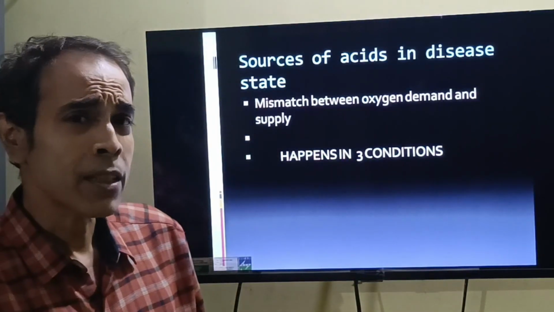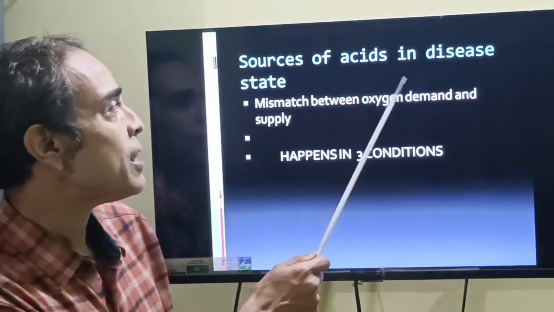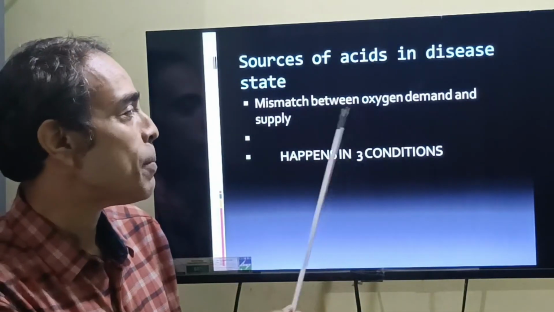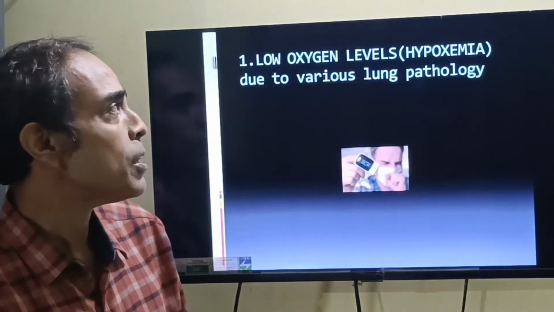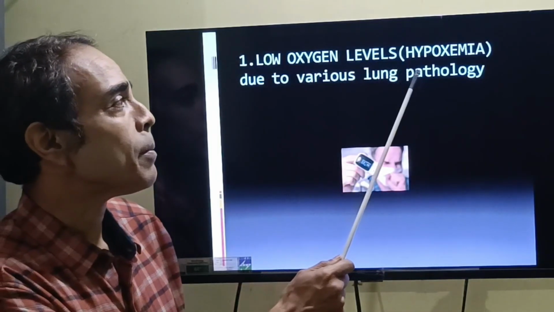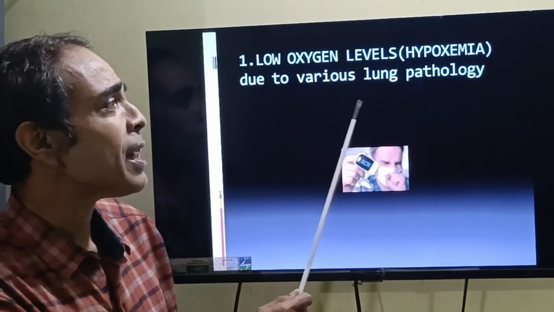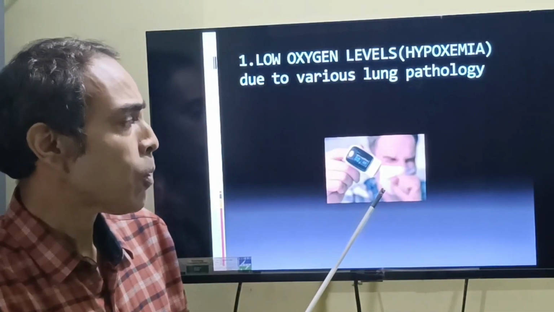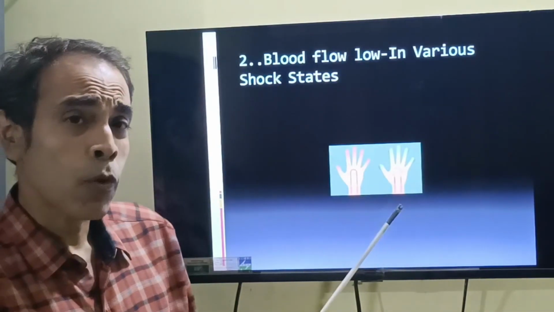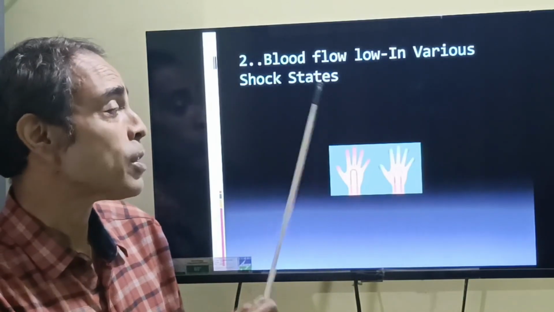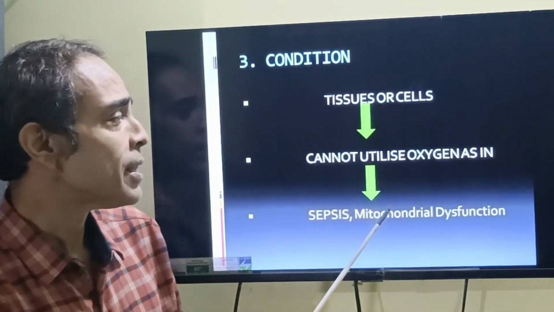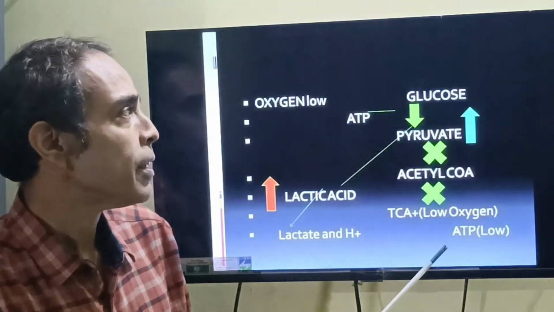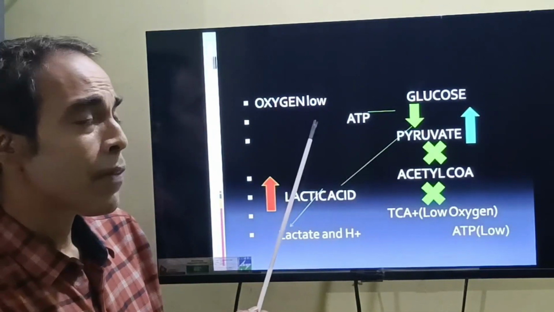So now the fourth stage is a disease process. What happens in a disease process? How are the acids formed? There will always be a mismatch between oxygen demand and supply, and this happens in 3 conditions. Suppose we have low oxygen levels in the blood, called hypoxemia, in various lung pathologies like pneumonia. So the oxygen levels are very low. Secondly, when blood flow is low, as in shock states. And third is when the tissues and cells cannot utilize oxygen, as in sepsis and myocardial dysfunction. In all these situations, the oxygen level is low.